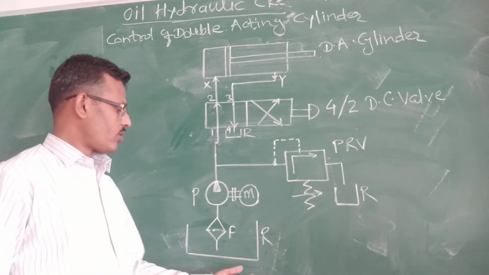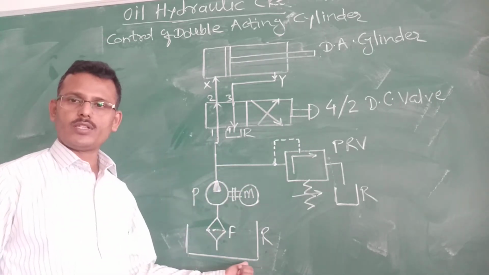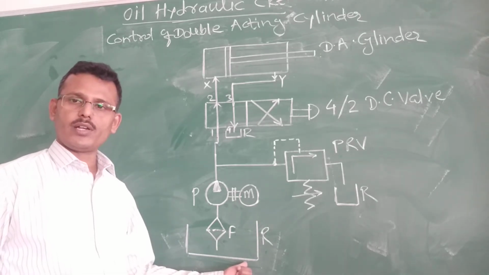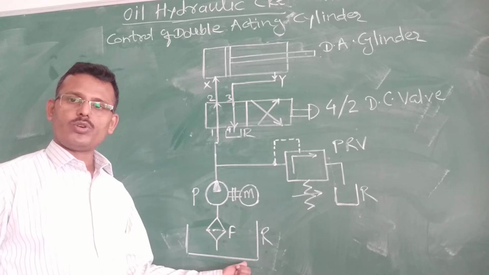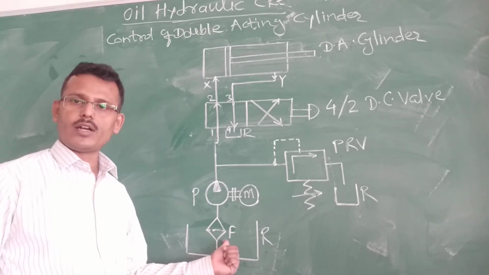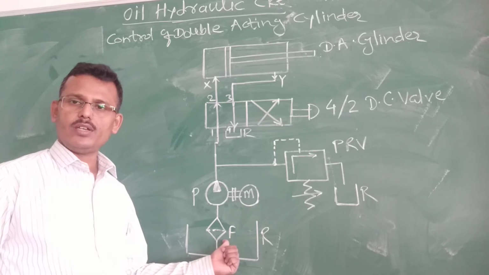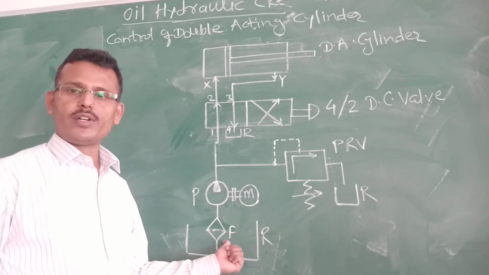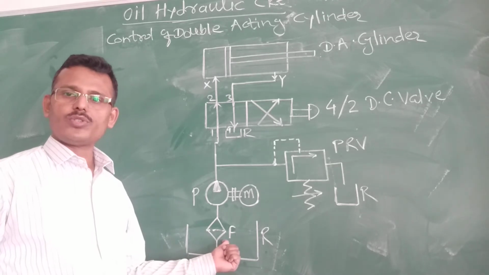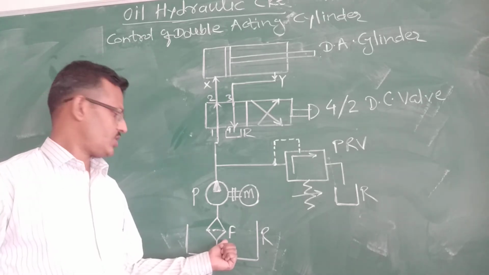At the bottom, the first component of this hydraulic circuit is a reservoir. The function of a reservoir is to store the hydraulic oil. The next component is the filter. Different types of filters are available in the market, and the main function of a filter is to remove the impurities from the oil and to supply pure oil to the system.